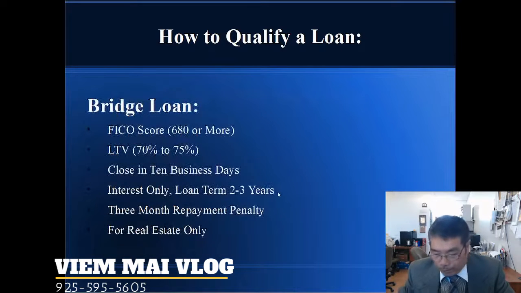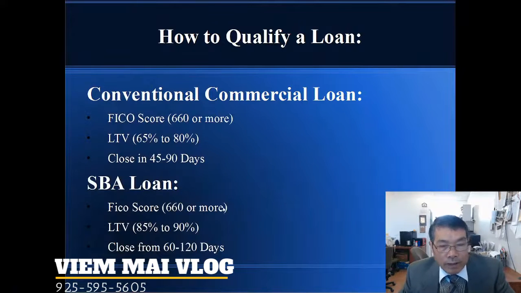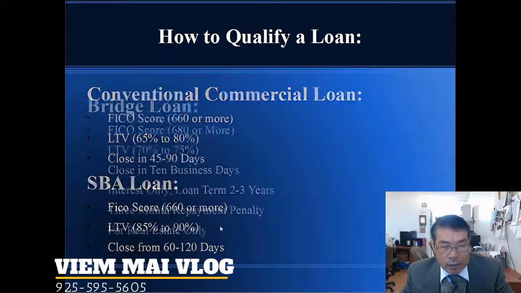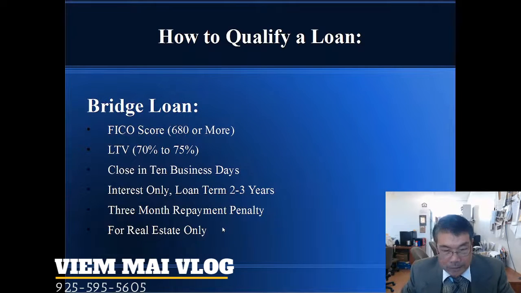For the SBA loan, the minimum FICO is 660 or more, but sometimes we can do lower than this. This is just a sample. The LTV is from 85 to 90%. This is the loan to value. They can borrow up to 90% or 85%. Close in 60 to 90 days. 120 days is too long, I just want to put the max.